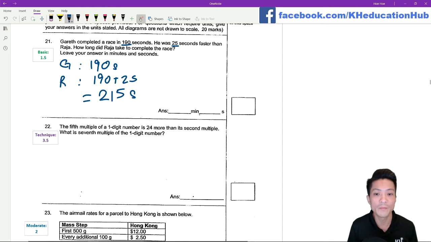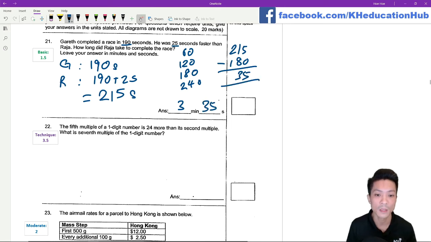Okay, they want it in minutes and seconds, right? So if you remember, every minute is 60 seconds, it will be 60, 180, and 240, which means that it's already overshot, right? Which means that it's 3 minutes. Okay, 215, if you subtract 180, it's gonna give you 35 seconds. 3 minutes and 35 seconds.